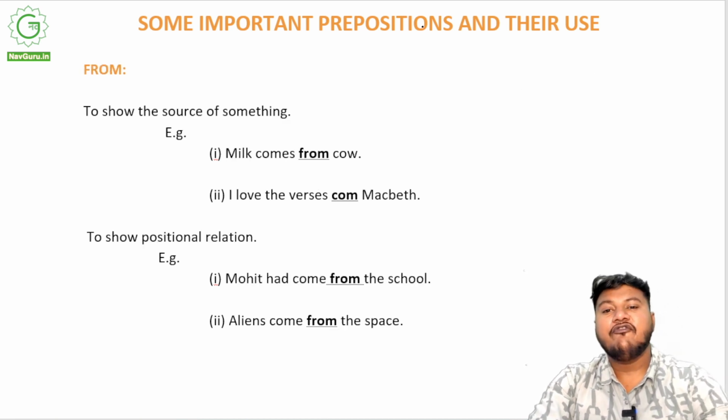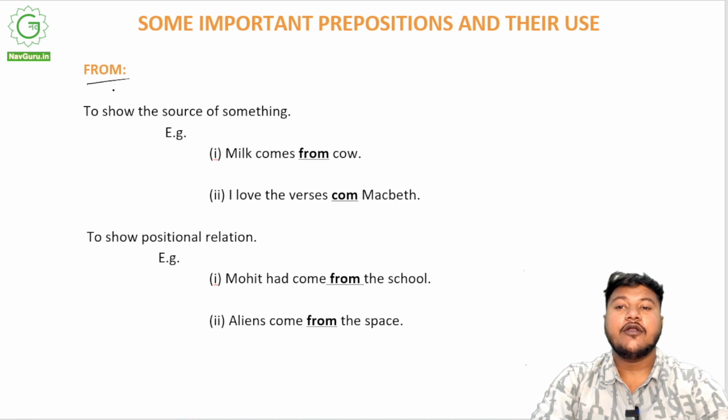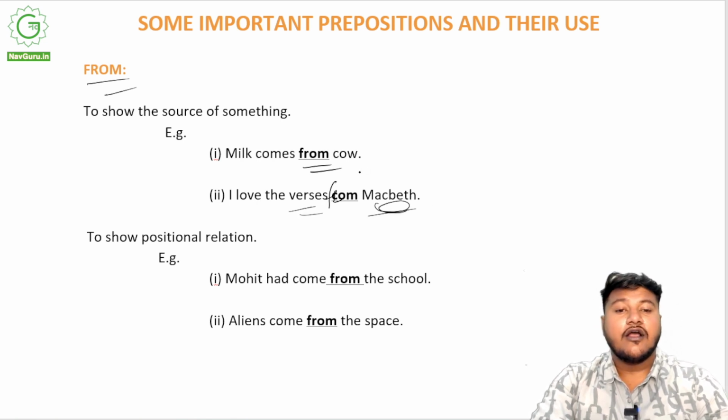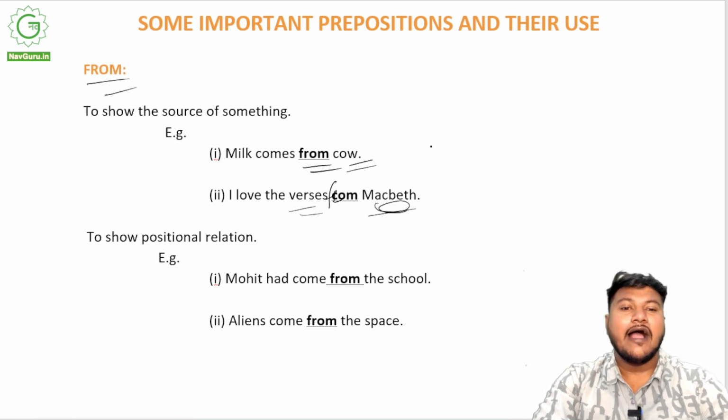Next up, we have from. From, again, very important. From is initially used to show the source of something. Milk comes from cows. I love the verses from Macbeth, right? So which verses? The ones that are coming from Macbeth, right? Where does the milk come from? It comes from a cow. I come from Delhi.